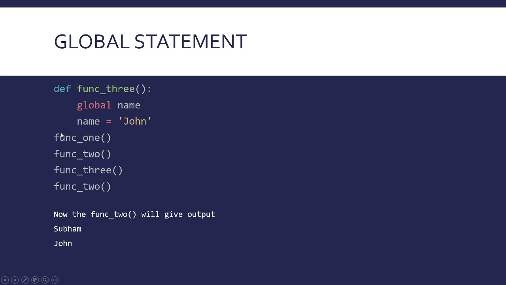If we now call these functions, first func1 and then func2, func2 will use the global variable declared in func1, that has the value Shubham. So it will print my name here. But after func3 is called, the value of the global variable is changed to John. So now it will print the value John, not Shubham. In this way we can change one function's value from another function using the global statement.